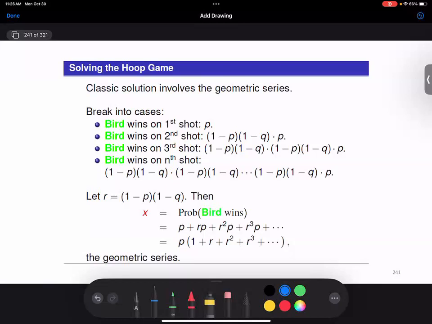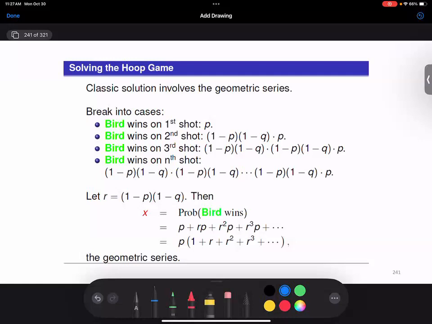Let's let R be (1 minus P) times (1 minus Q). Then if we let R be that product, the probability that Bird wins is P plus RP plus R squared P and so on and so on. R is the probability that they both miss. And so if we just factor out the P, we get our geometric series. So if we knew the geometric series formula, we could now calculate the probability that Bird wins.